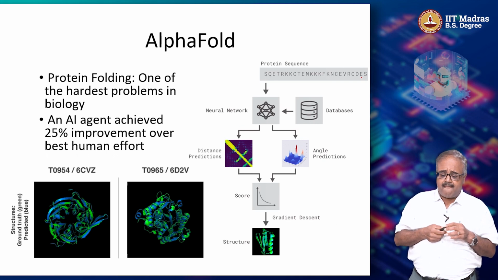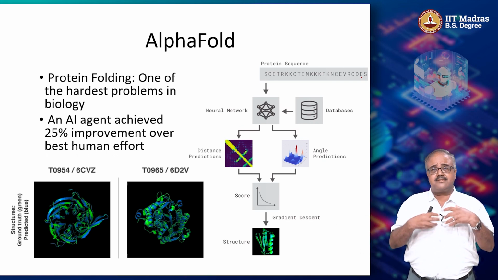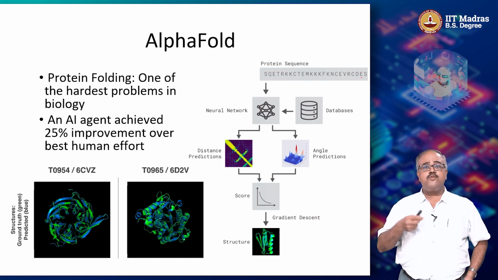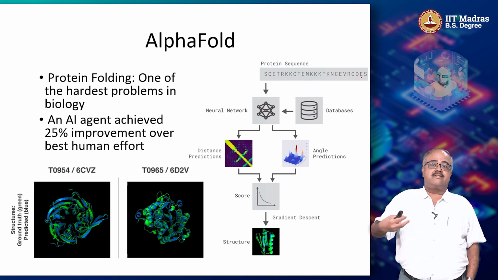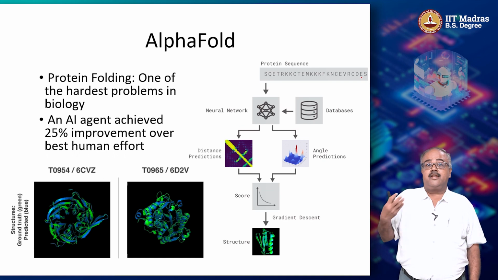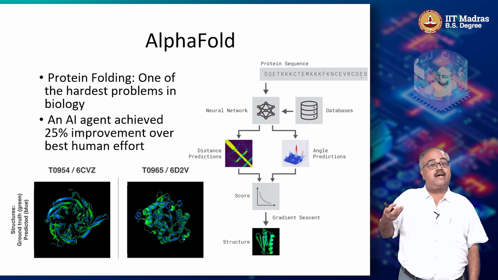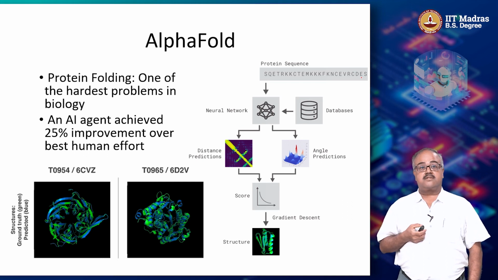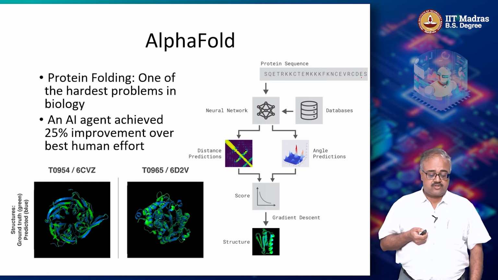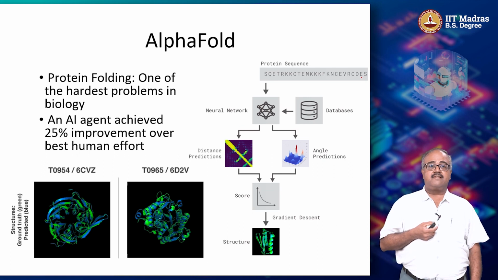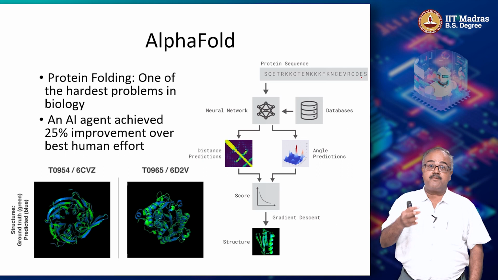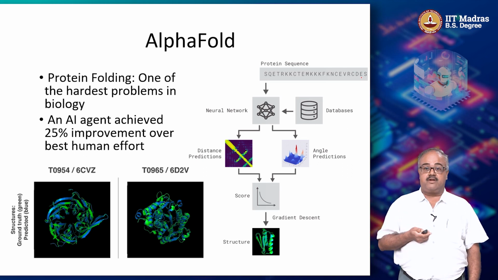So what they did was they took some existing protein folding algorithms, right, and used their predictions as a starting point, and then improved on that to come up with very good predictions for structures of protein, right. So basically when they did this the first time, when AlphaFold 1.0 came out, it achieved a 25% improvement over the best human effort.